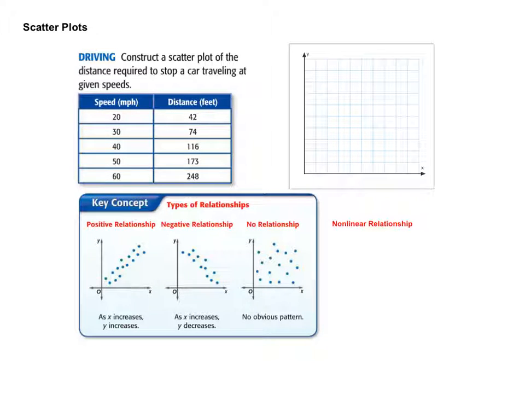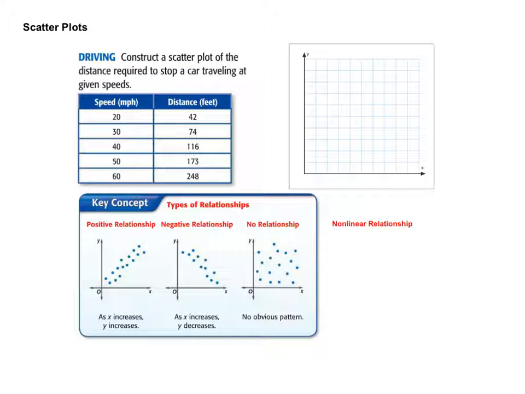So we have this situation. We are comparing the speed of a car to the distance it's required to stop. And we want to know, are these two things related? Is how fast a car is going related to how long it's going to take it to stop? Now think about that a second. Do you think there's a relationship there? Well, we're going to see if we can tell anything about this by constructing a scatter plot.